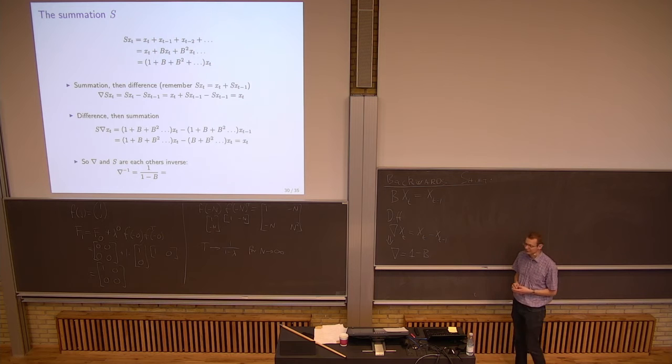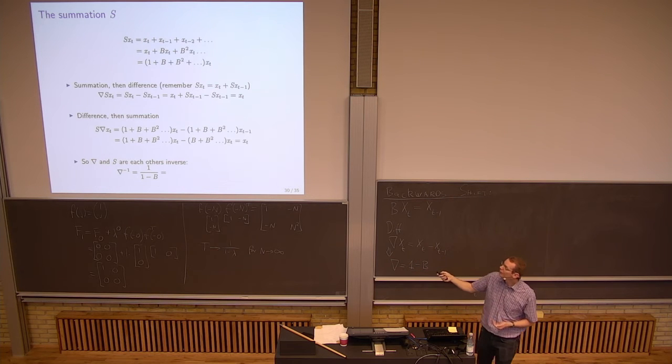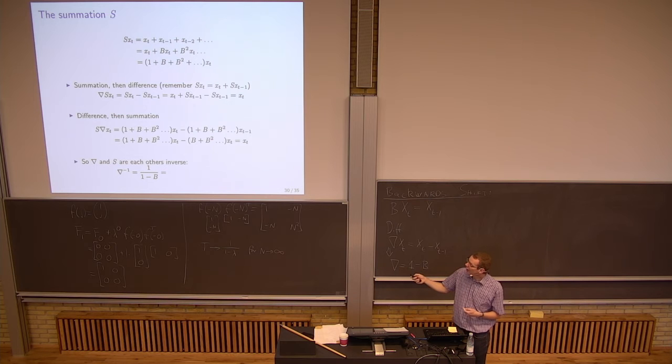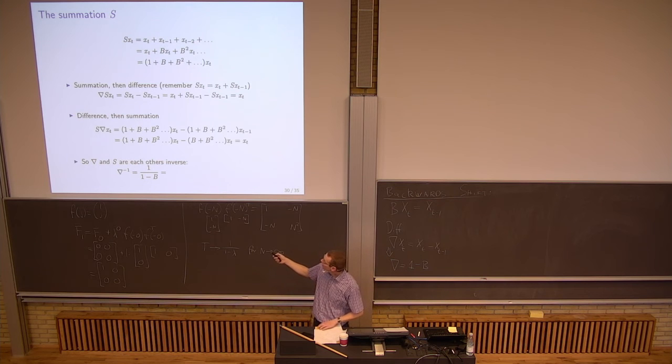Another one is the summation. So the summation operator, basically what we have is the sum of all previous elements in the series up to time xt here. So we can also express that as a polynomial in B. We just take the sum of all the previous elements. And if we take the summation and then the difference, well, the difference operator gives me xt minus the summation operator on xt minus 1. And it's fairly easy to see that gives us just xt.